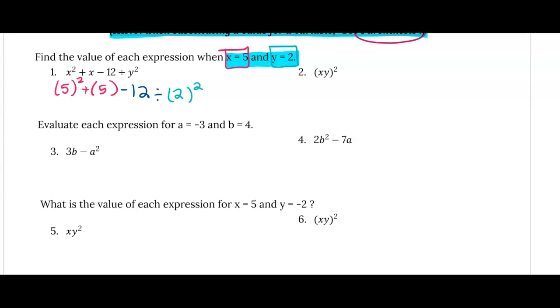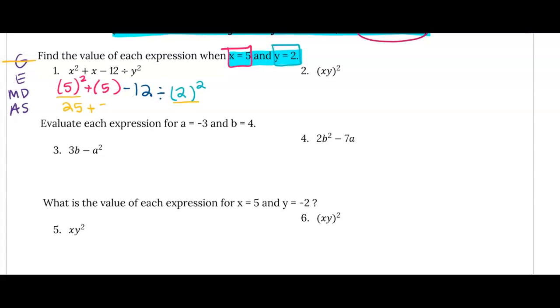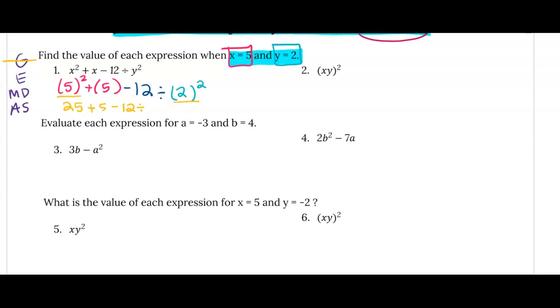Then we just use our order of operations. So grouping symbols, exponents, multiply, divide, and then add, subtract. Starting with my grouping symbols, I see that I don't actually have any grouping symbols. They're parentheses, but they're just my substituted values. So I'm going to cross that off. Then I'm going to look for any exponents. So I see that I have a 5 squared and I have a 2 squared. Since they're not together, I can go ahead and do them together. So 25 plus 5 minus 12 divided by 4. I look and see that I don't have any more exponents, so I can cross that off.